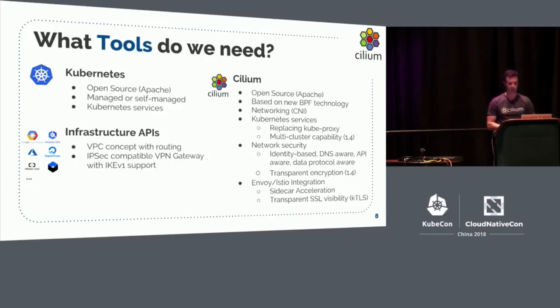And we have a very exciting new feature coming up, which is called transparent SSL visibility. We can actually provide Envoy and Istio with visibility into data, even if your application is using SSL encryption. We will not have enough time to discuss all of this. I will focus on the multi-cluster, but I think a lot of people have heard about Cilium for the first time, so I wanted to give a quick overview.